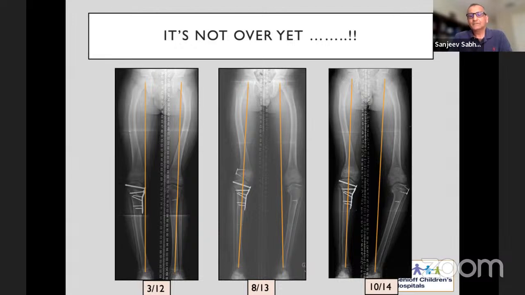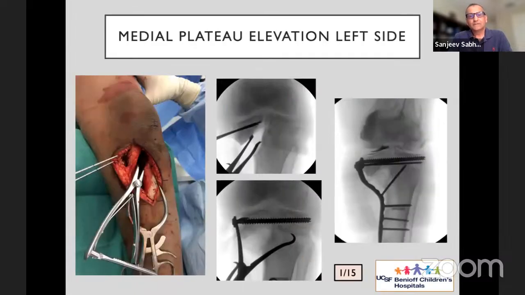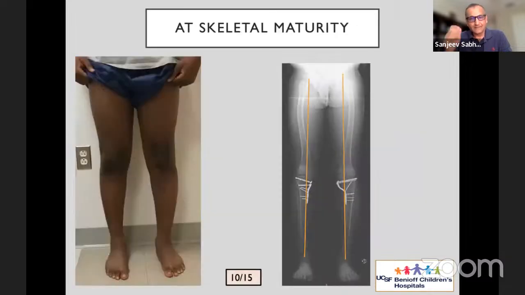And by now he's more mature. So we do CT scans, and of course he's got a bony bar on the left proximal tibia too. So he ends up with a plateau elevation on the left. And then thankfully by skeletal maturity, he's got decent limb alignment with a near equal leg length difference.